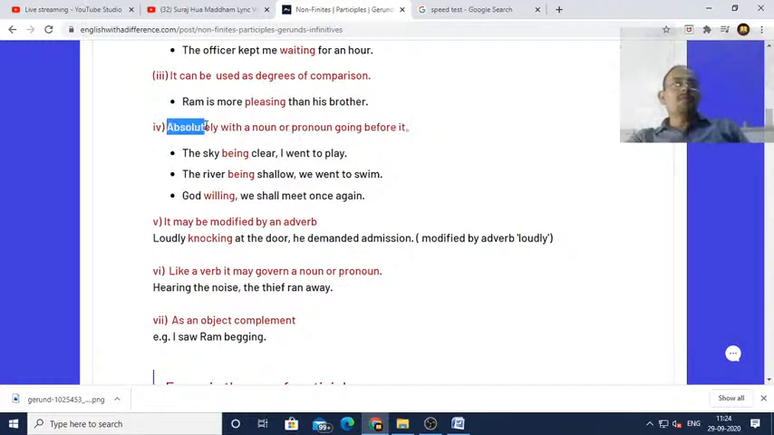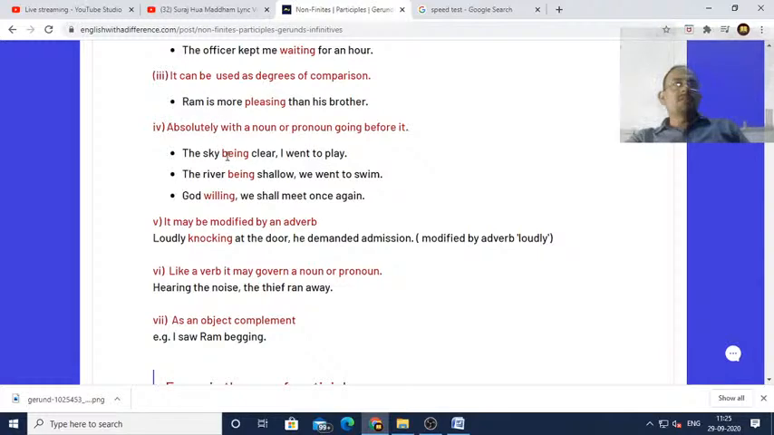Now what is the meaning of absolute use of present participle, dear students? You can see: The sky being clear, I went to play. The river being shallow, we went to swim. God willing, we shall meet once again. So you can see, absolute use is absolutely with a noun or a pronoun.